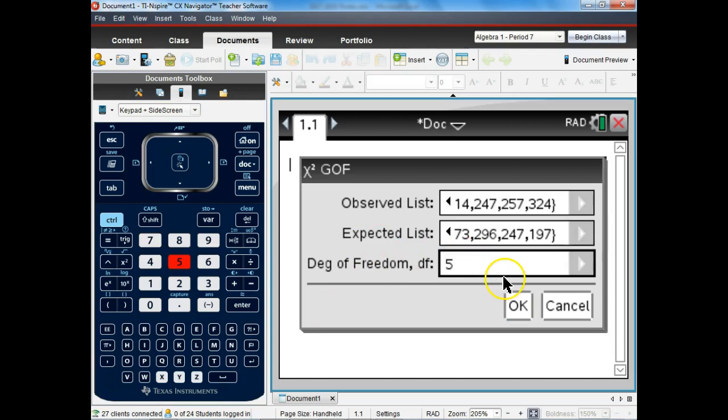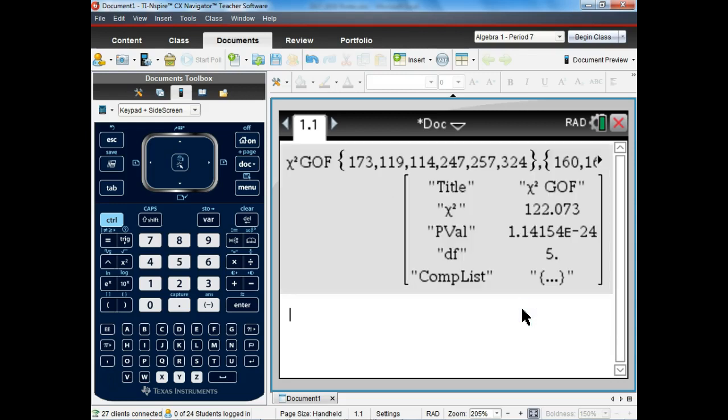We had 5. Now, I don't know why it can't calculate that itself, because it should be able to see that I only had 6 categories there, but it wants you to do it. So our degrees of freedom were 5. So say OK. And bam, there's my chi-square value, which we did get correct doing it by hand.